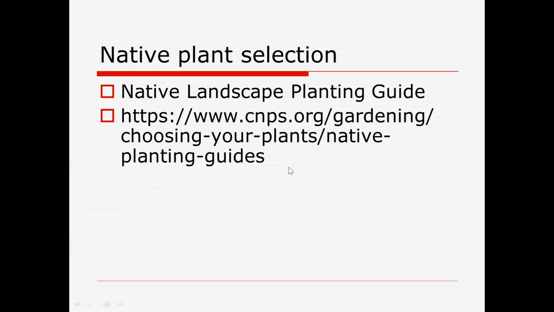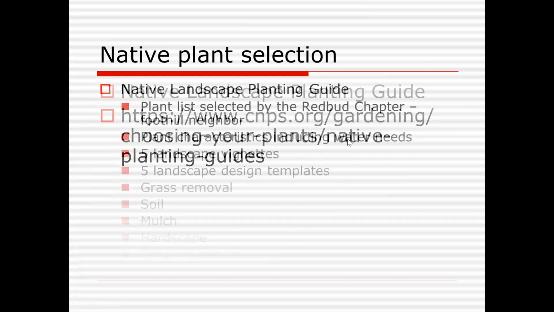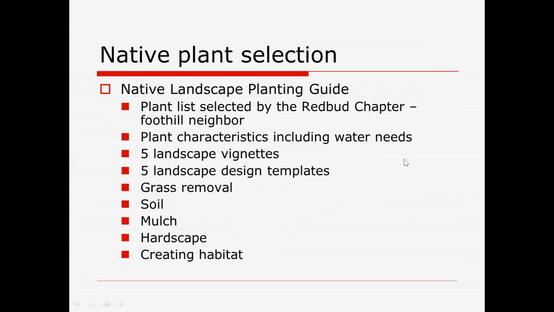It's still available online, even though it's not fully sanctioned anymore. They consider various characteristics, including water needs, as you just saw in our list, various landscape vignettes and design templates. They discuss grass removal, soil quality, mulch, hardscaping, and how to create habitat.